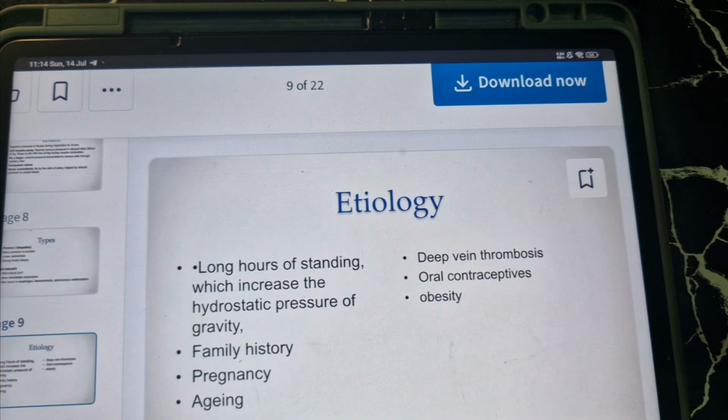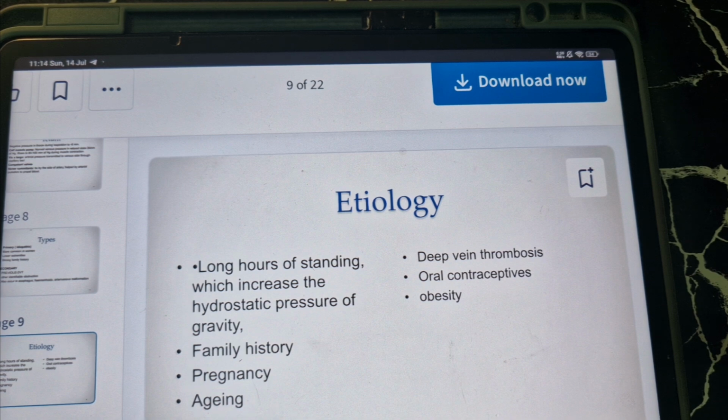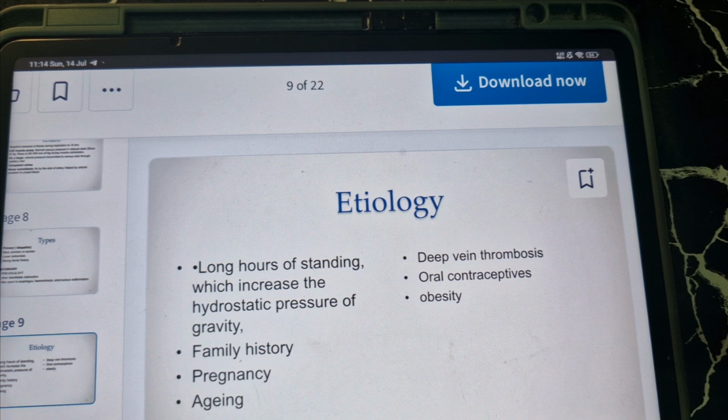Etiology, that is, causes for varicose vein: long hours of standing, which increases the hydrostatic pressure or effect of gravity. Family history, pregnancy, aging, deep vein thrombosis, use of oral contraceptives, and obese people.